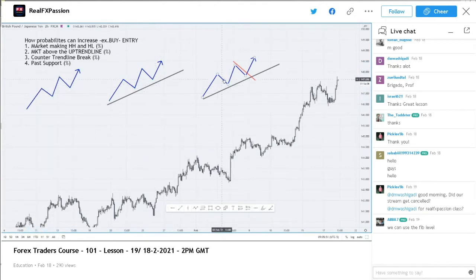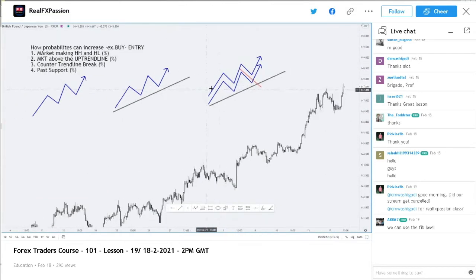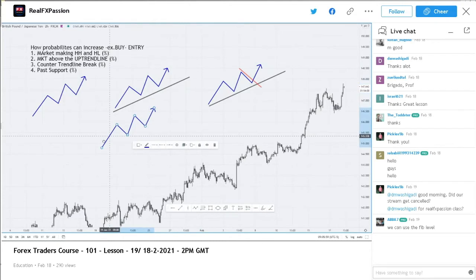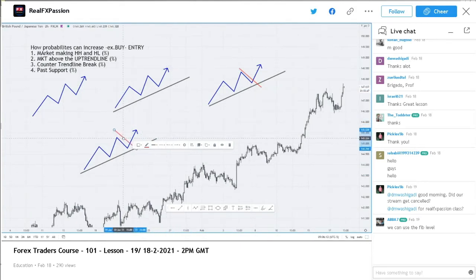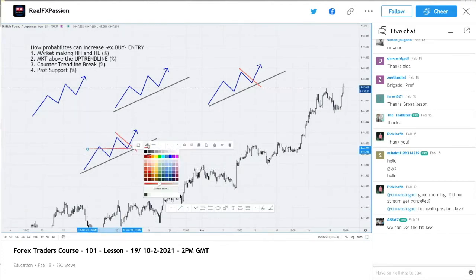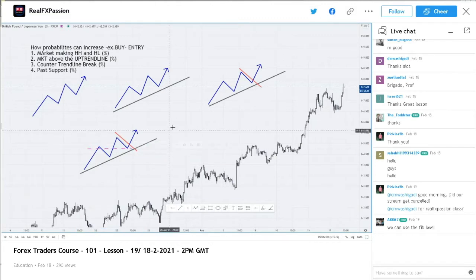And number 4, the last one: 1, 2, 3, 4. Clone the uptrend line, clone the counter trend line, 1, 2, 3, and lastly this reaction would be a level of past support. Let's make it bolder, like this, past support.